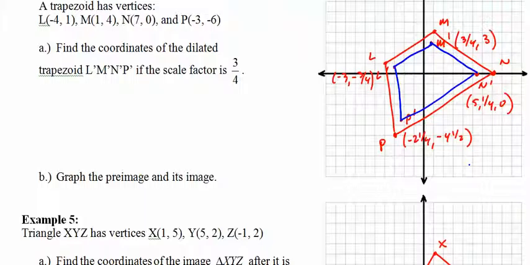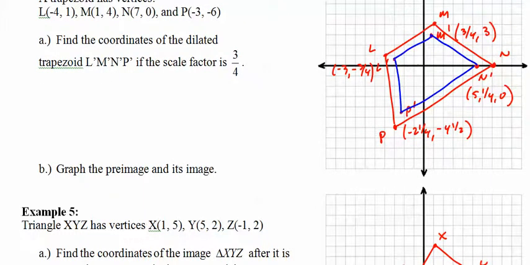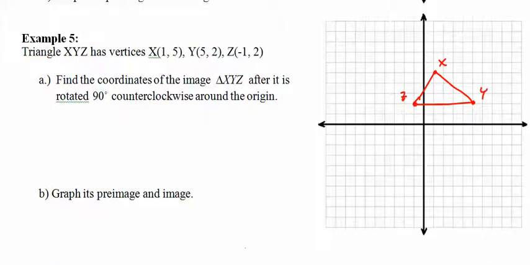Notice it's smaller, notice it's contracting towards the origin, because that's the point. Rotate them about the origin. So, 90 degrees, counterclockwise. Make sure we get that part down. So, if z was over 1 up 2, it'll go down 1 over 2. That'll be z prime. Over 1 up 5, that'll be over 5 up 1. X prime. Over 5 up 2, that'll be over 2 up 5.